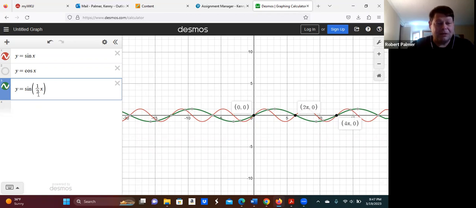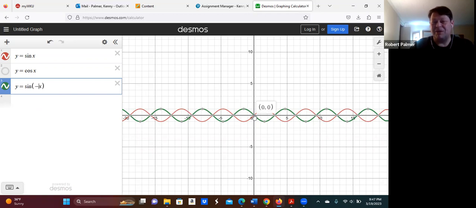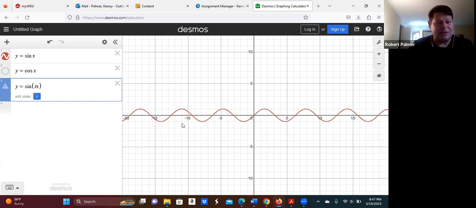And finally, let's look at one more thing. If this is negative, put a negative here, then it reflects it through the y-axis. It flips it that way. All right, now one more thing. Let's put a t here and add a slider. So we'll see how this happens.